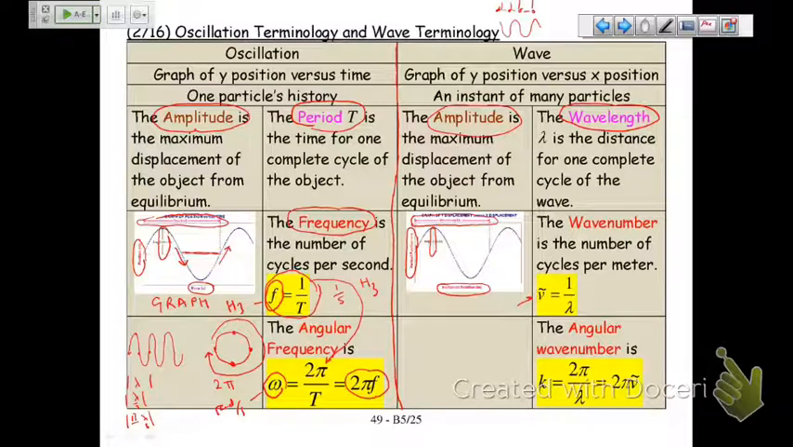So if the wavelength is meters, then what would the wave number be? 1 over meters. It's not named after anybody. Thank heavens, okay?